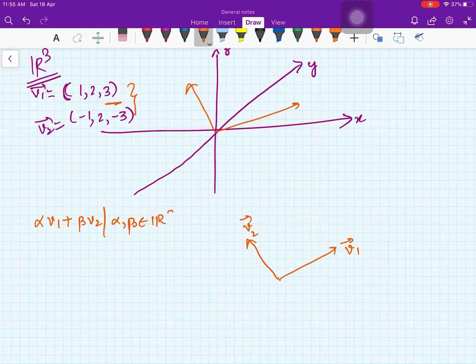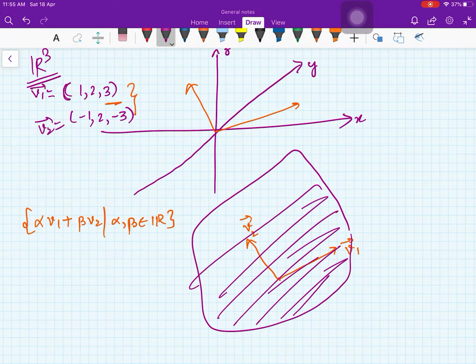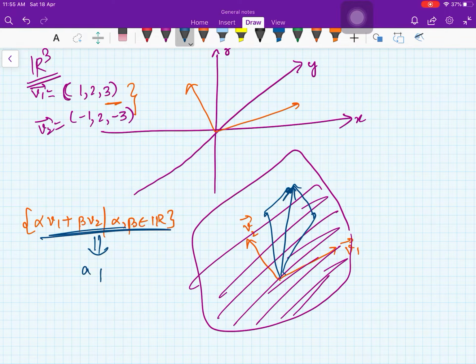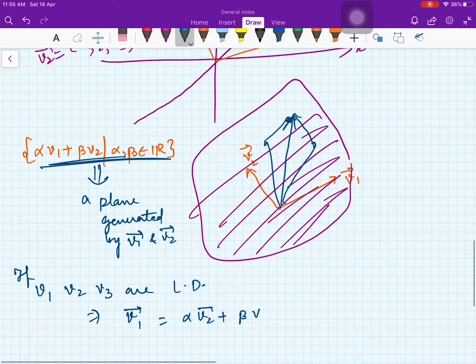Now, without the axes, if I draw a v1 vector and a v2 vector, and I take alpha v1 plus beta v2, where alpha and beta are real numbers, I'll get the whole plane, right? This plane. Why? Because for any point in the plane, I can always adjust alpha times this, beta times this, and then using the parallelogram law of vector addition, I'll get that vector. So this is the plane generated by v1 and v2.